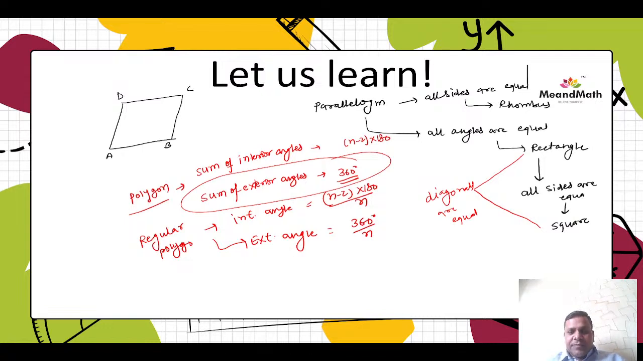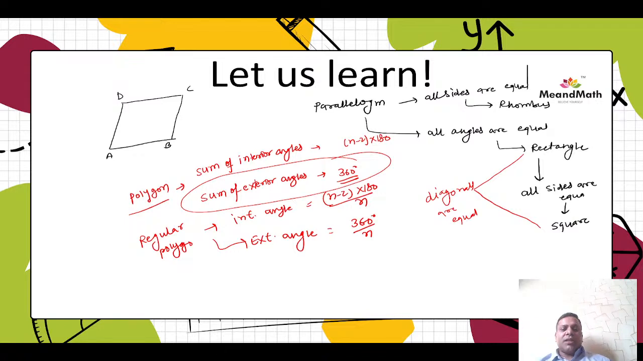Any doubt till here? So in a parallelogram, if all sides are equal, then it's a rhombus. If all angles are equal, then it's a rectangle. Now, in a rectangle, if all sides are equal, means in a parallelogram all angles are equal and all sides are equal, then it's a square. One more property of rectangle and square is that diagonals are equal.